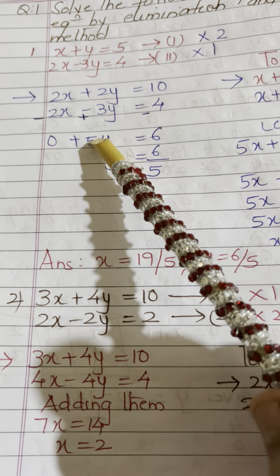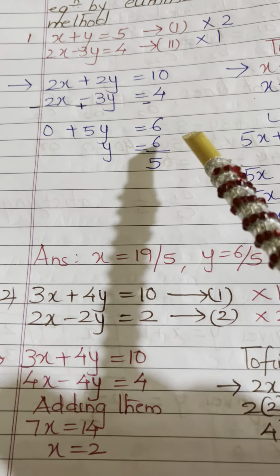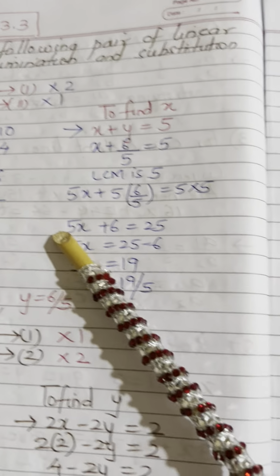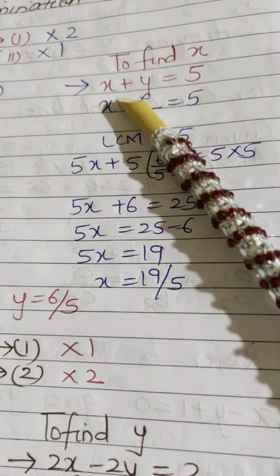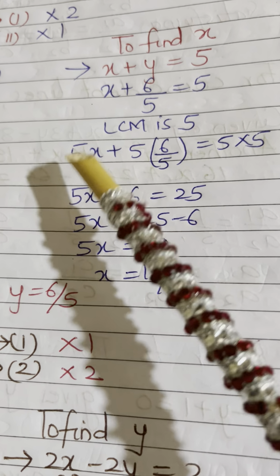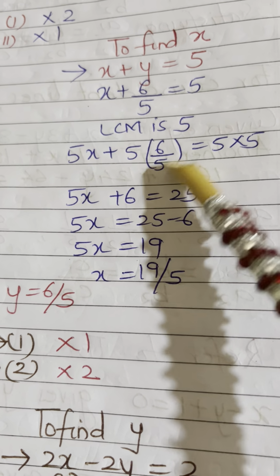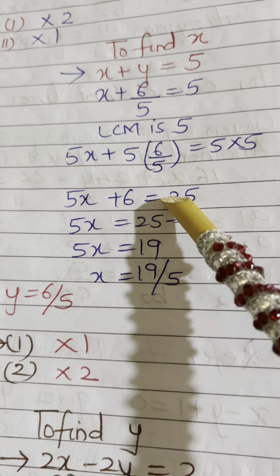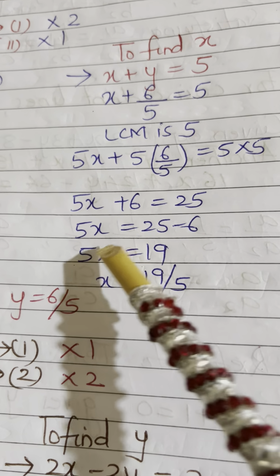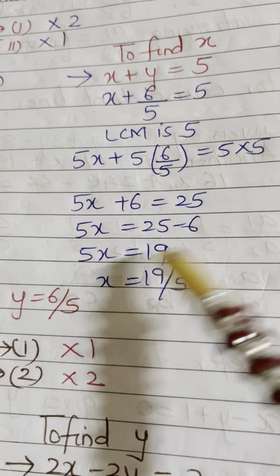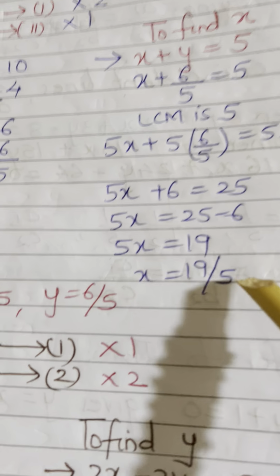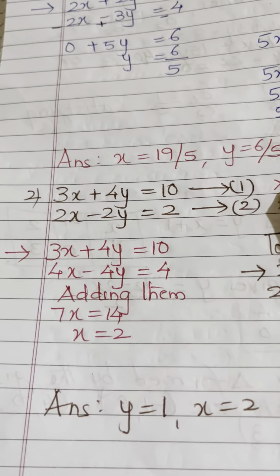2y plus 3y is 5y is equal to 6. So y will be 6/5. To find x, LCM is 5. 5x plus 5 into 6/5 is equal to 5 into 5. 5x plus 6 equal to 25. 5x equal to 25 minus 6. 5x equal to 19. x equal to 19/5 and you get the answer.